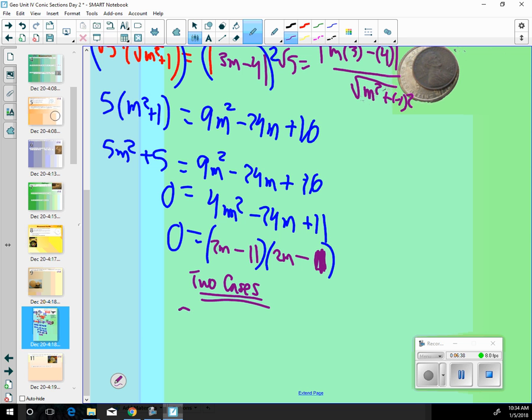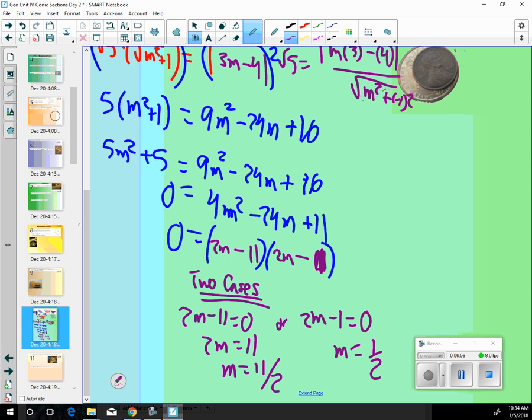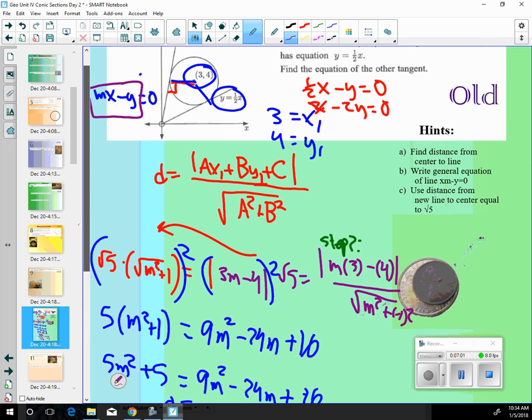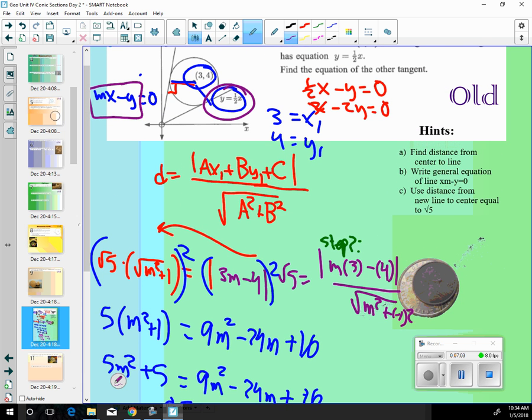where this will work. 2m minus 11 equals 0, or 2m minus 1 equals 0. m is 11 halves, and the other is m equal to 1 half. Well, we already knew that the slope was 1 half on one of the solutions. Now we know the other one is 11 halves x.